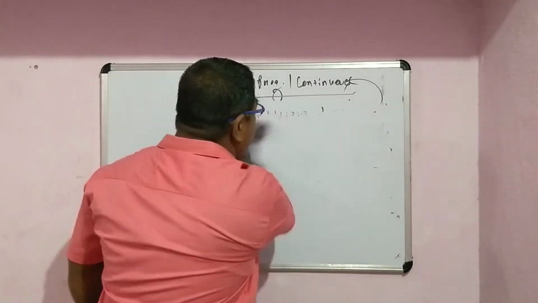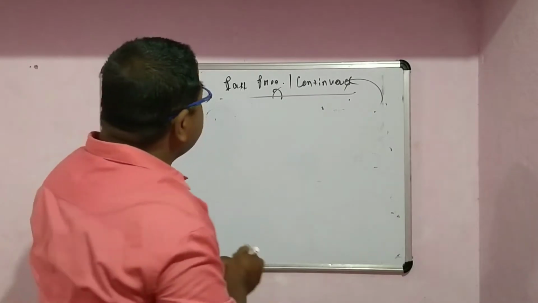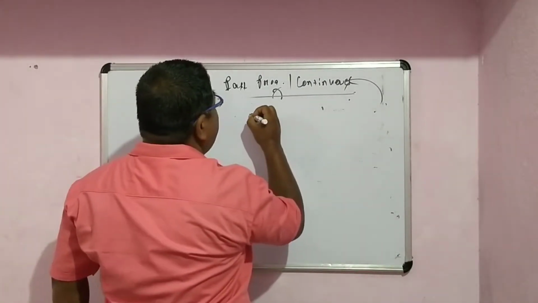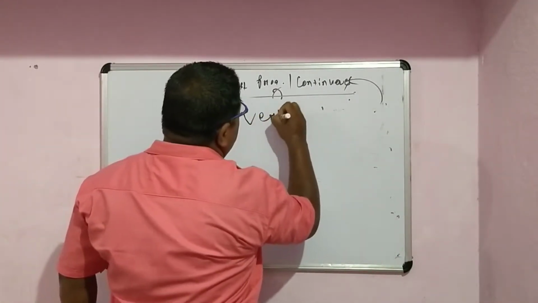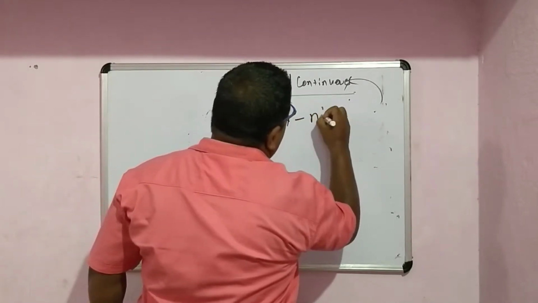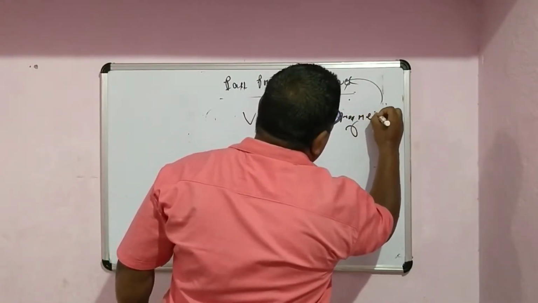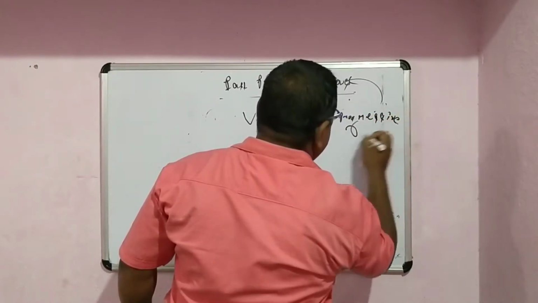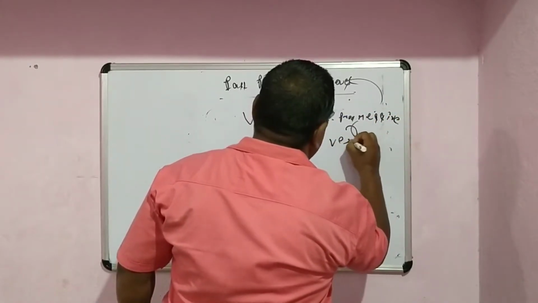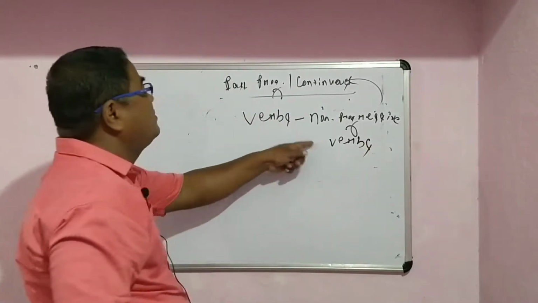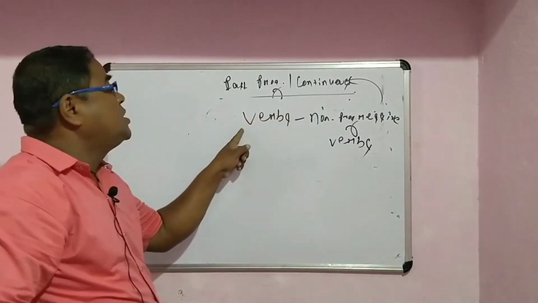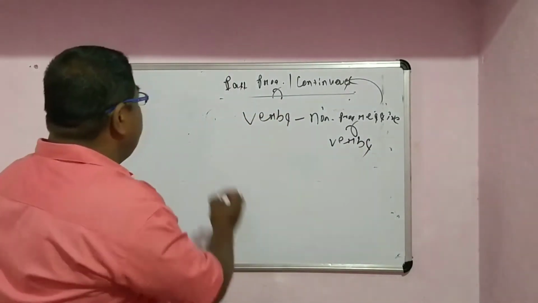But one important thing you have to remember, in the past, certain verbs are there which are purely called non-progressive verbs, which I have already told you as the non-progressive verbs in the present simple. So similarly, certain non-progressive verbs are there which can be used only in the past simple.